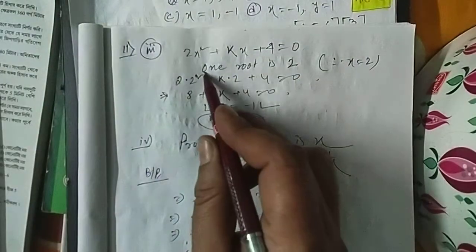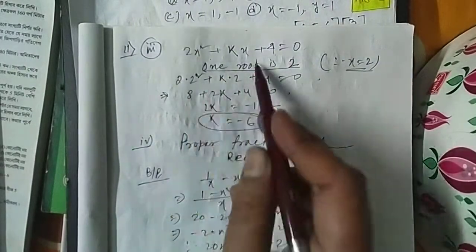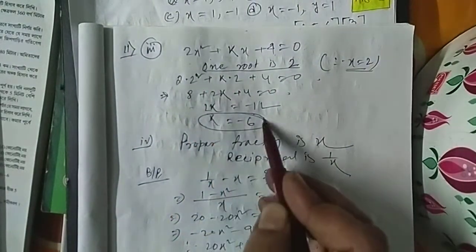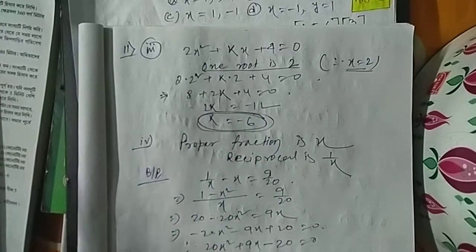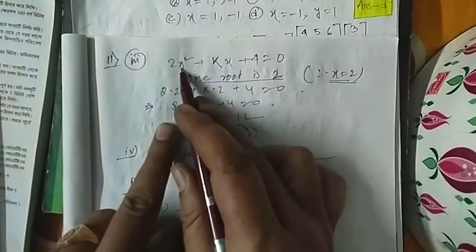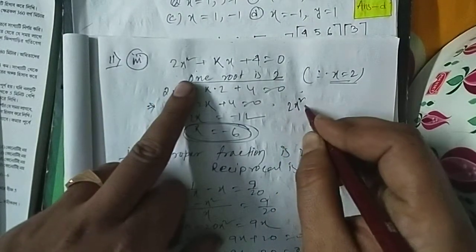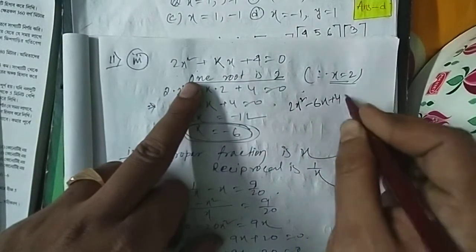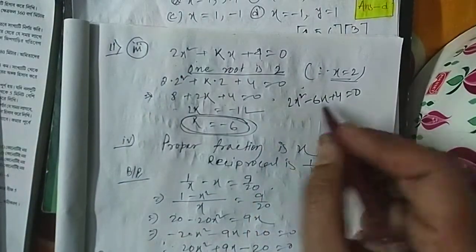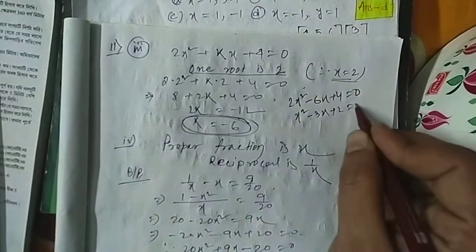Everyone see that one root is 2, that means x equal to 2. Then we put in this equation x equal to 2, and then calculate it, we get k is minus 6. Then everyone see that if k is minus 6, then equation will be 2x square minus 6x plus 4 equal to 0. If we divide each term by 2, then x square minus 3x plus 2 equal to 0.